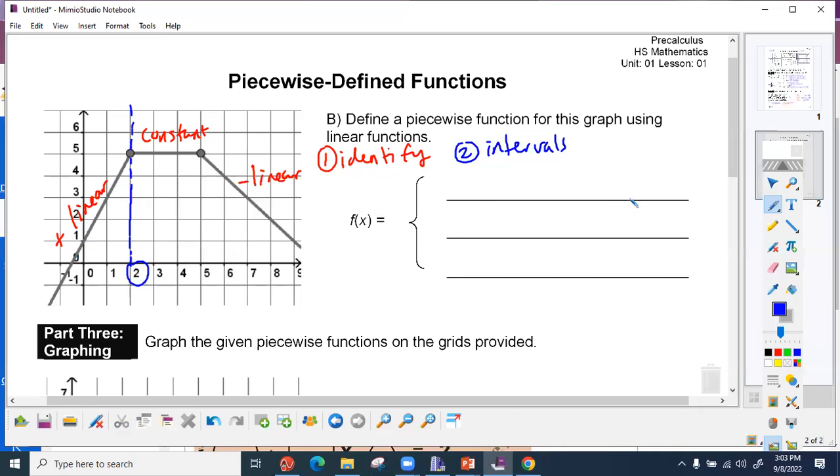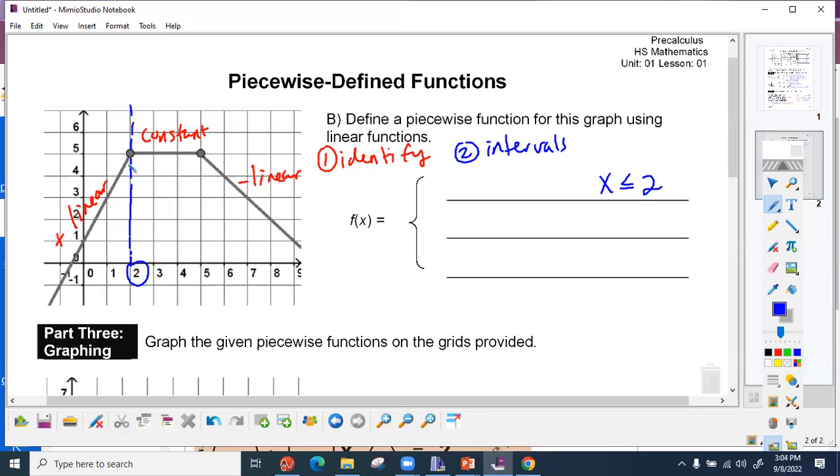Less than 2. So x is less than, and it's a closed circle, so we're going to say less than or equal to 2. When it's a graph, we typically go from left to right. So whichever happens first is the one that gets the equal to. Does that make sense? Just like a book, we read from left to right. All right, what's our next interval?